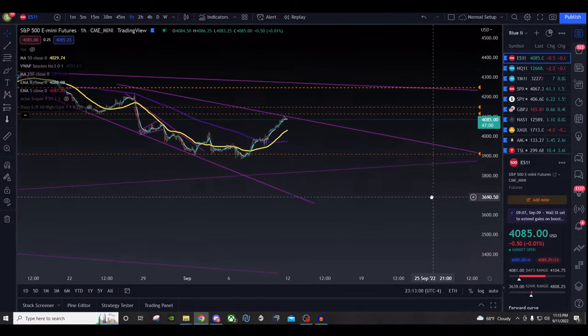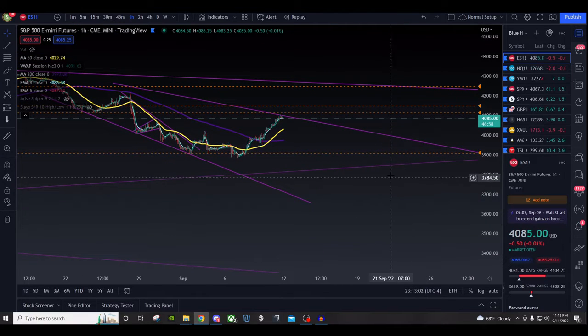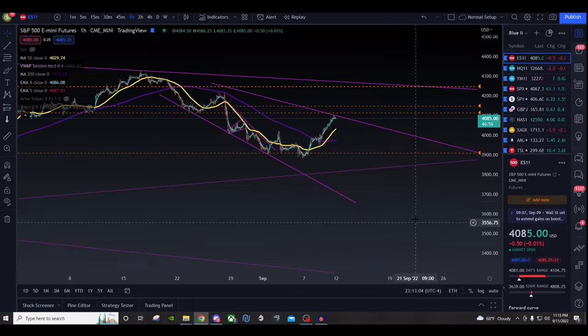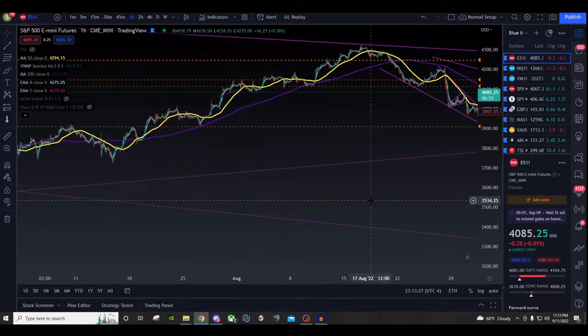Now, personally, I see a lot of people talking about how we're going to hit 3,400, 3,500. I don't personally think that, because first we need to hit 3,800, and we actually need to break the 3,900, like the 3880 level. If we break 3880, I'm looking at 3750. That, to me, is a level I'll be watching closely.